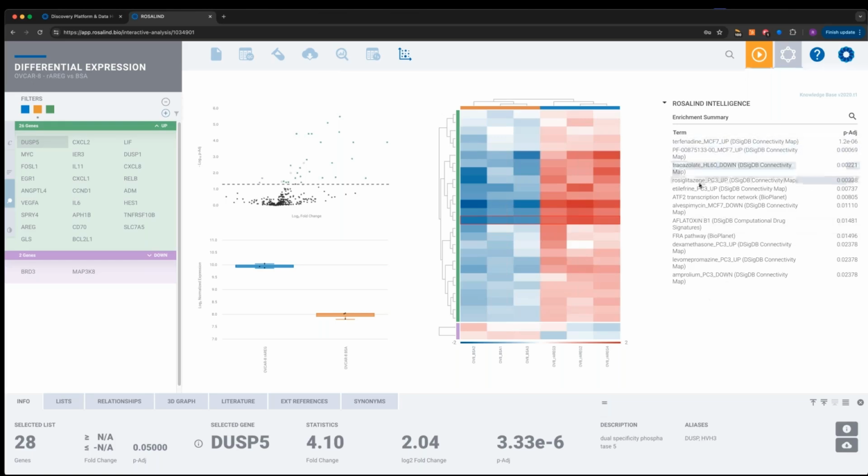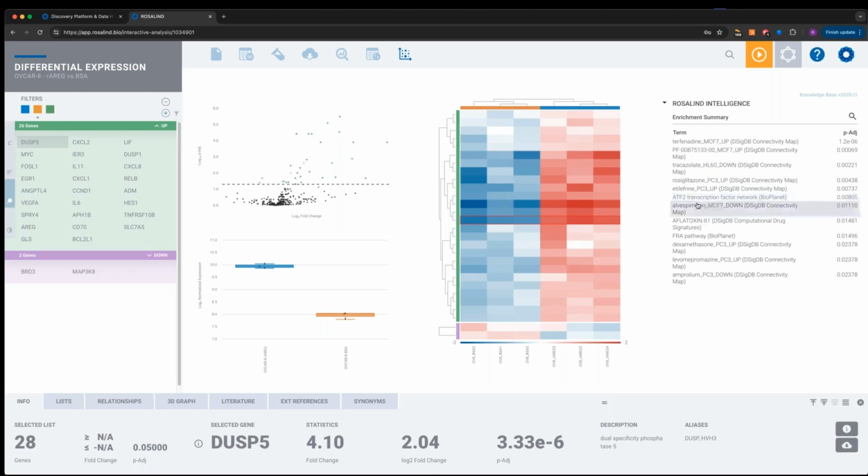I see this is interesting, rosiglitazone. From my background studying metabolic syndrome, I know rosiglitazone targets PPAR gamma. But this triggered me to read a little bit more about this. I figured out that rosiglitazone actually targets the EGFR receptor as well, which is the target of our drug here, amphiregulin. So this was interesting to me.